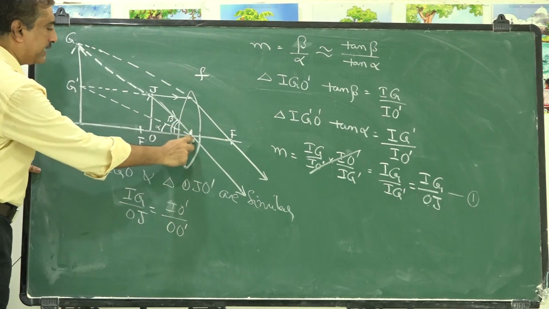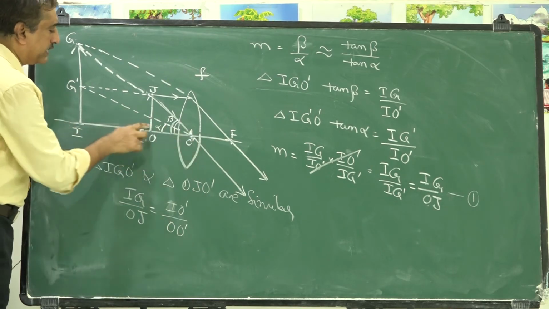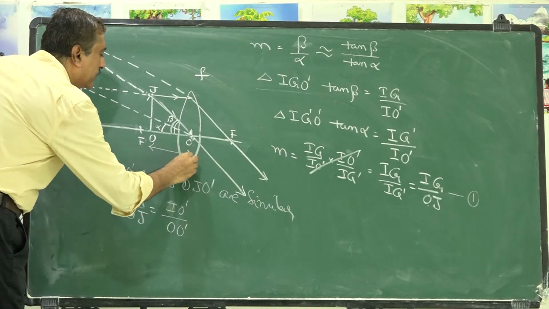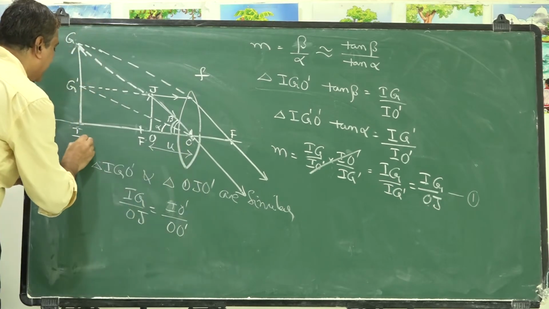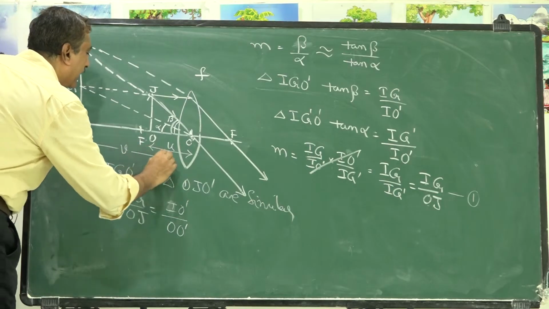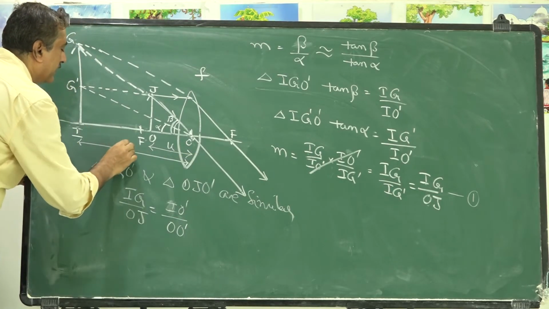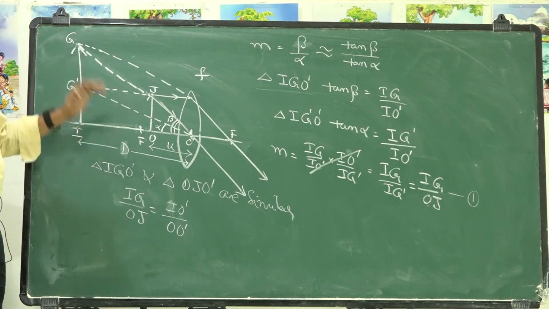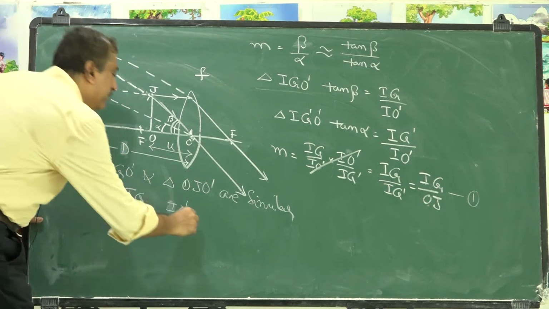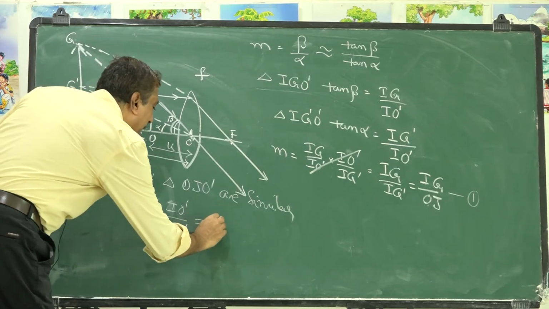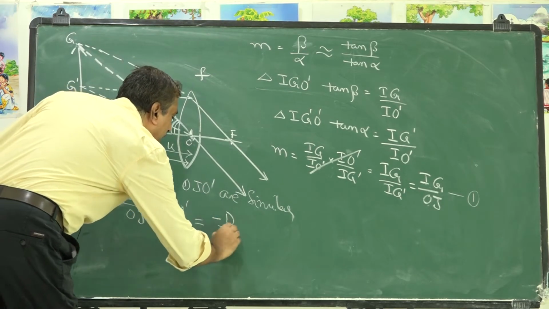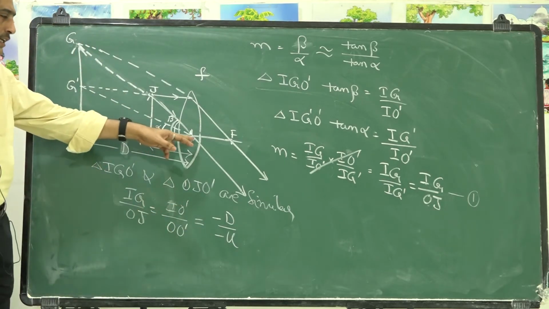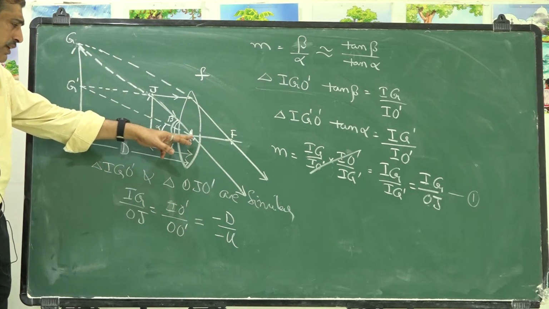But IO dash is the image distance and OO dash is the object distance. Assume that this object is at a distance U and the image is formed at the least distance of distinct vision, D. So this can be written as minus D by minus U, because distances are measured from O dash.